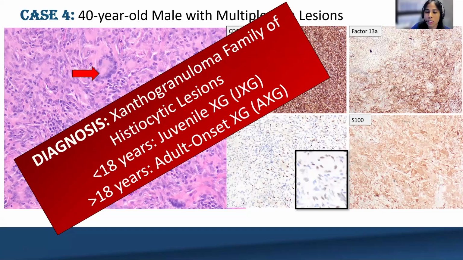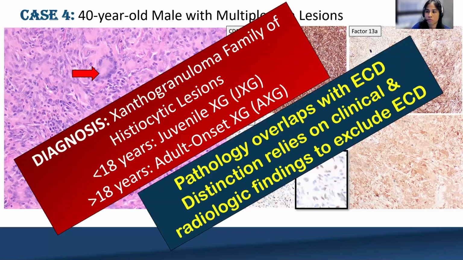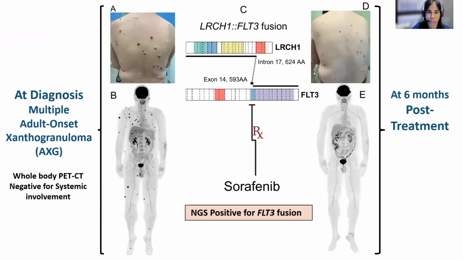But the important thing clinically is the distinction from Erdheim-Chester disease. Pathologically, we cannot distinguish ECD from the XG family of lesions, and it relies heavily on radiology. So in this particular case, PET-CT was completely negative for systemic involvement, but you can see here the patient had multiple skin lesions. Interestingly, the patient was found to have a FLT3 fusion, which showed a remarkable response to sorafenib.